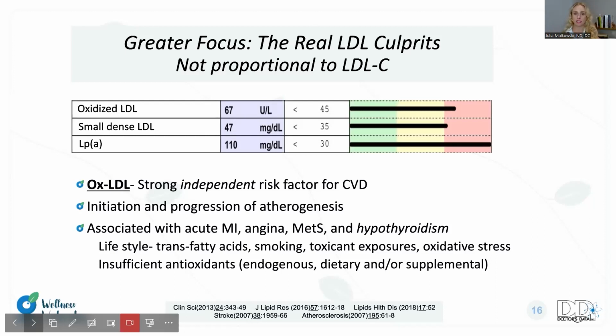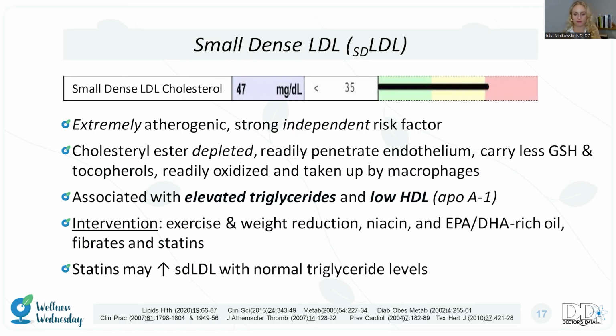Another marker is that small dense LDL, so we're going to look at that. And then lipoprotein A, which you may or may not be familiar with, that is a genetic marker, but is still important information to have. Okay. The next piece of information we have is that small dense LDL. Like I said, this is very small. We could see based on particle size that it is extremely atherogenic.